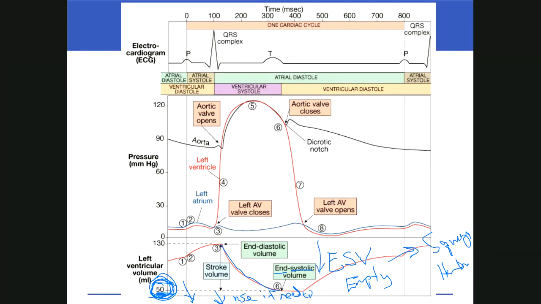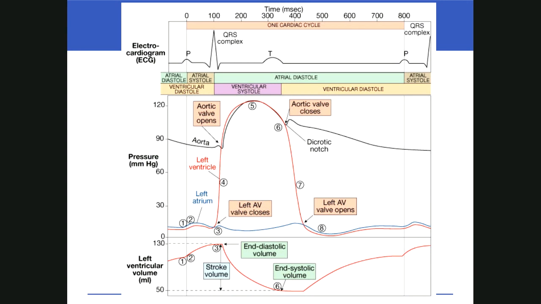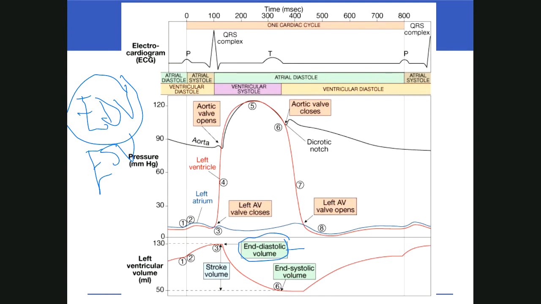But there's two numbers here that are important. The EDV and the ESV. What is EDV again? The end diastolic volume. That's as full as the heart is going to get. And what is ESV? That's the end systolic volume. That's as empty as it's going to get with this beat.